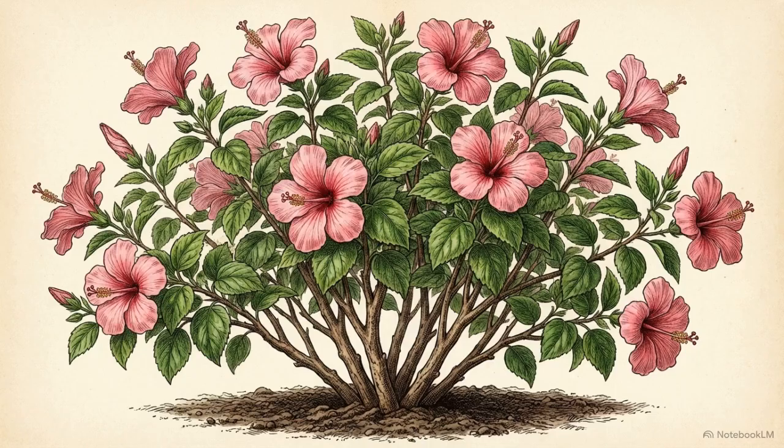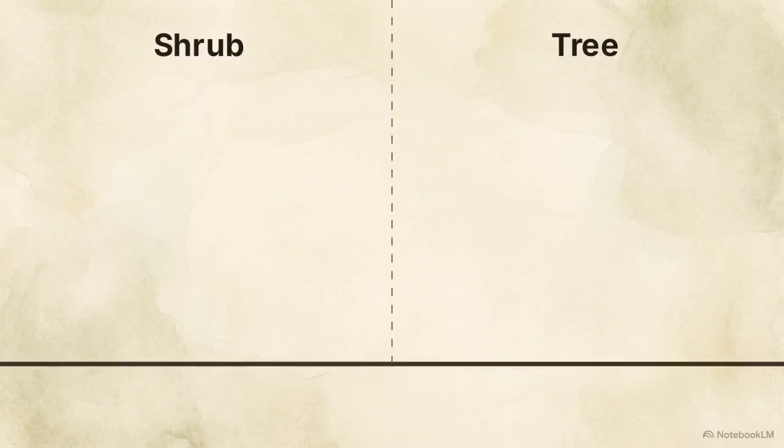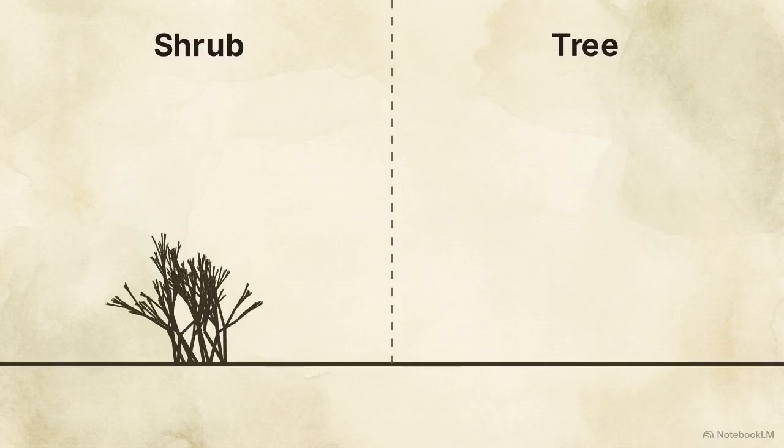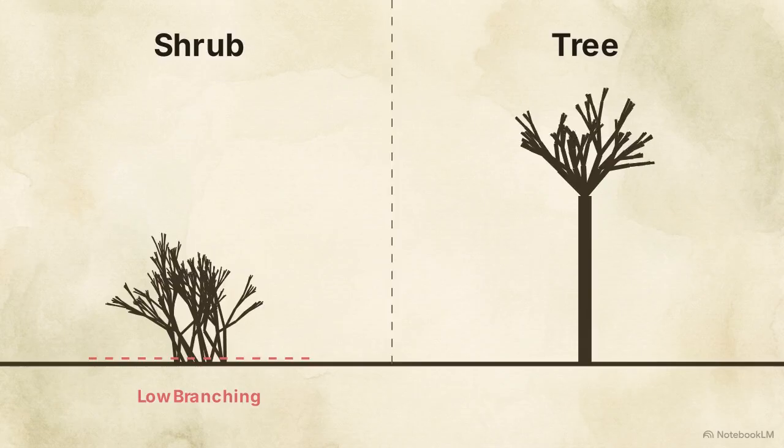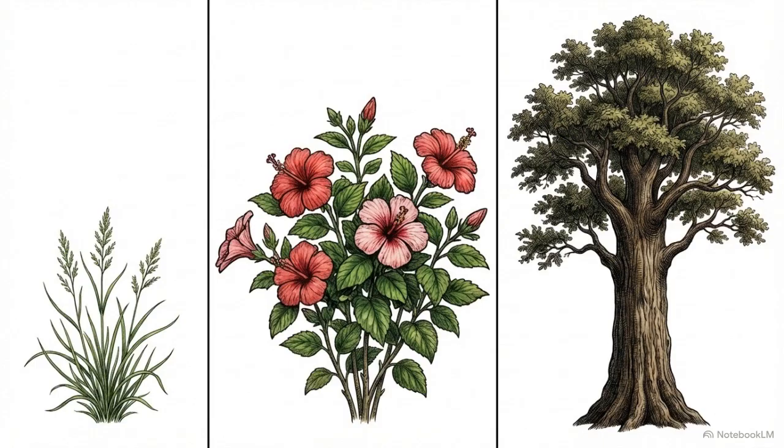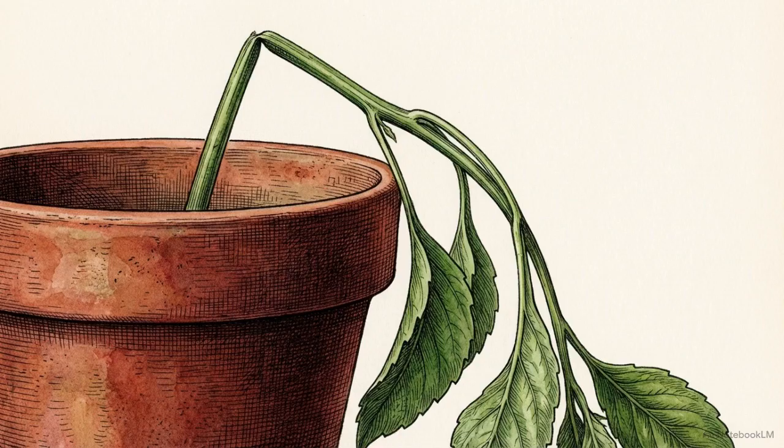Shrubs, like a rose or hibiscus bush, serve as the structural middle ground. While both can have woody stems, look at where they branch. A shrub branches aggressively from the very base of the soil line, while a tree grows a distinct trunk before branching higher up. Analyzing stem thickness, color, and branching height instantly divides the vast plant kingdom into 3 distinct, manageable tiers.